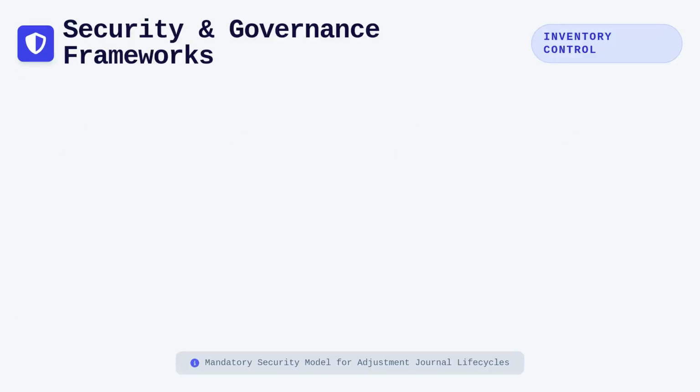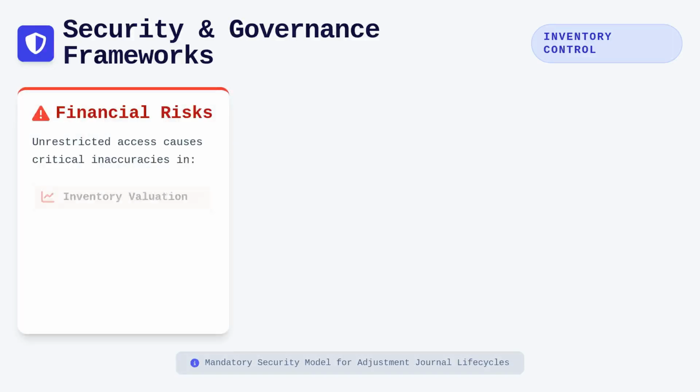Security and governance frameworks play a mandatory role in the life cycle of adjustment journals to prevent unauthorized tampering with stock balances. You should implement a rigorous security model where only authorized personnel are granted the privilege to create, validate, and post these journals. Because inventory adjustments directly impact the inventory valuation accounts and the cost of goods sold, unrestricted access can lead to significant financial inaccuracies.